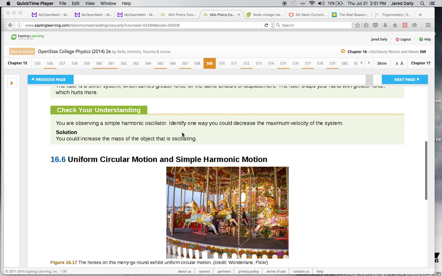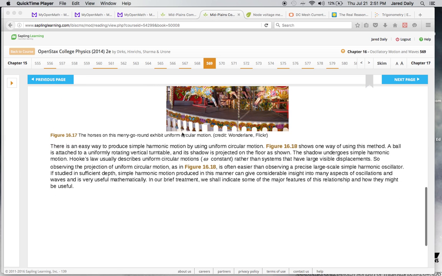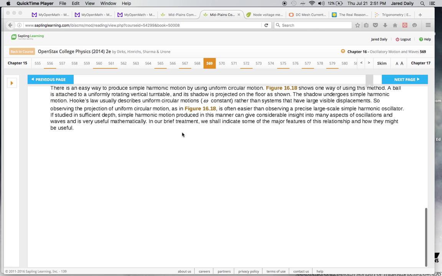Okay, we're back to chapter 16.6 now, uniform circular motion and simple harmonic motion. There's a relationship between the two, and this is actually where we get the mathematics of simple harmonic motion.